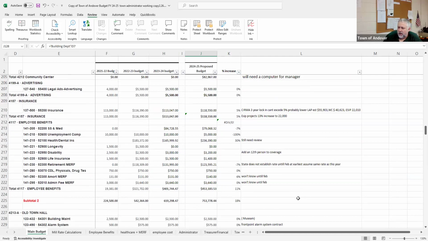Insurance, or employee benefits, is a pretty significant jump, because health and dental insurance is going up significantly, and we're adding an employee. So Social Security and Medicare is going to go up. Actually, that's going to go down. We overestimated that in last year's budget. And we had been pretty heavily overestimating unemployment compensation.